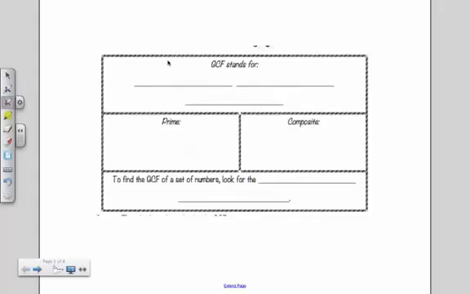Okay, so the first thing that we're going to learn about this unit is factoring by GCF. Before we can move on, you have to understand what GCF stands for, which you all know, I'm sure, and it stands for greatest common factor. But before we move on, you have to know the difference between a prime number and a composite number.